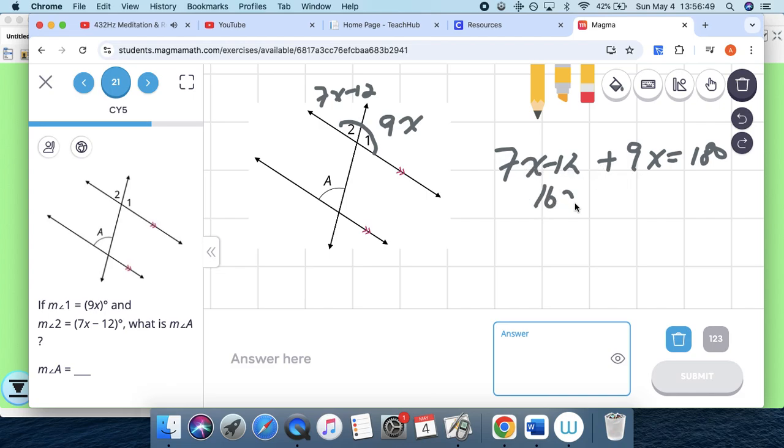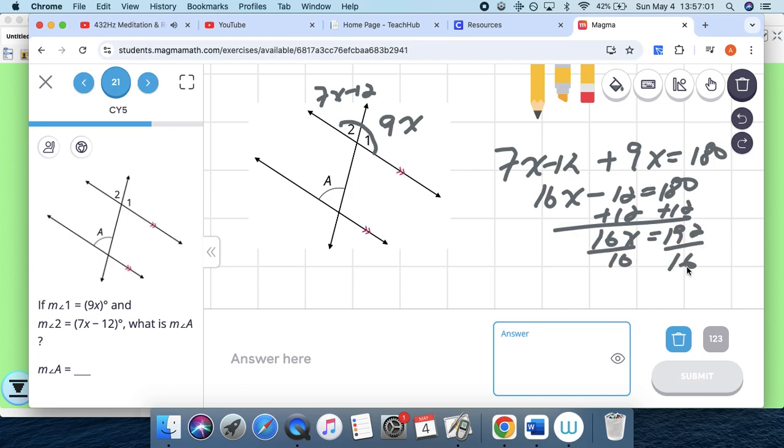7x and 9x is 16x minus 12 equals 180. Plus 12, plus 12, 16x equals 192. Divide by 16, and it's going to give me 12. X equals 12. But we want the value of angle A. Dangerous question here. That's the value of x. So now if I come back here and plug it in, this one is going to be 9 times 12. 9 times 12 is 108, so that's 108 degrees.